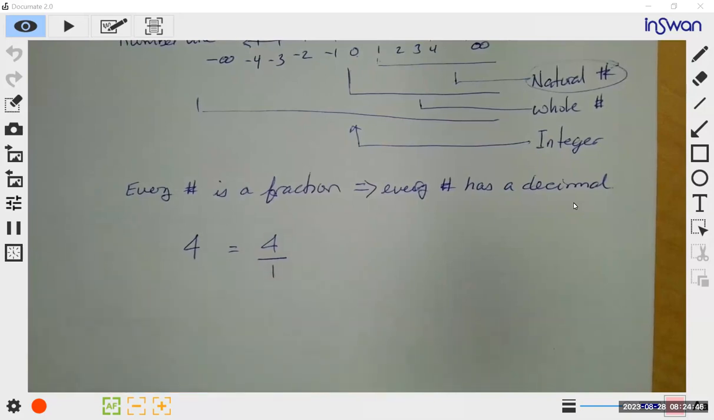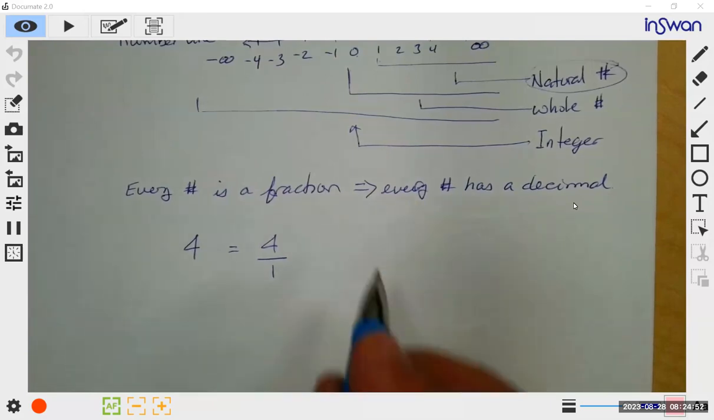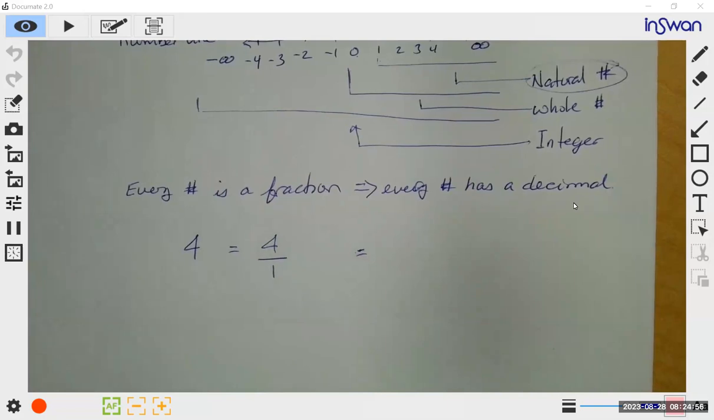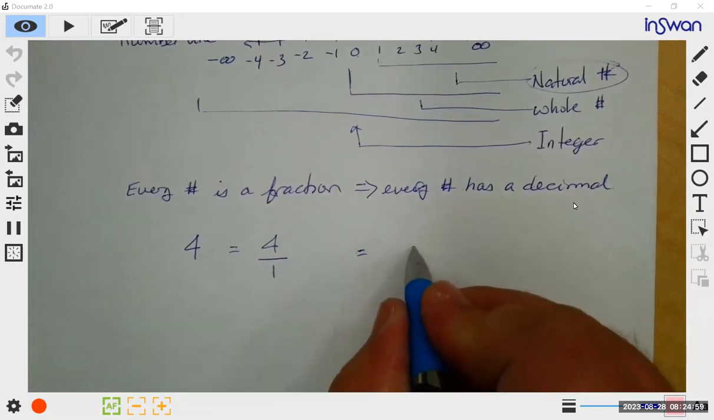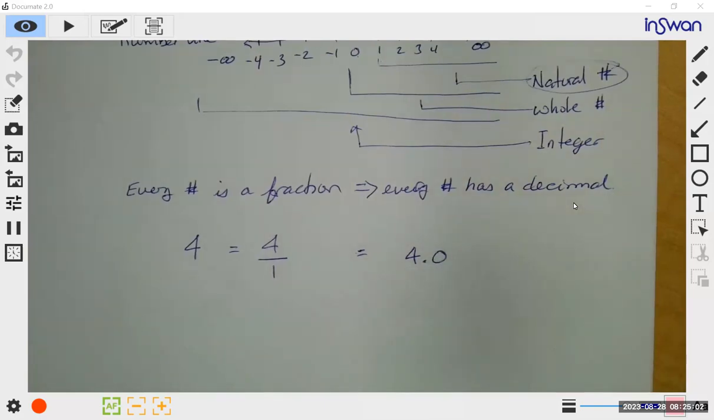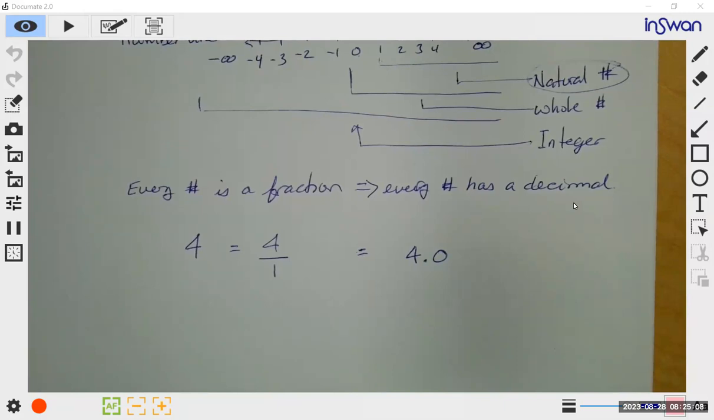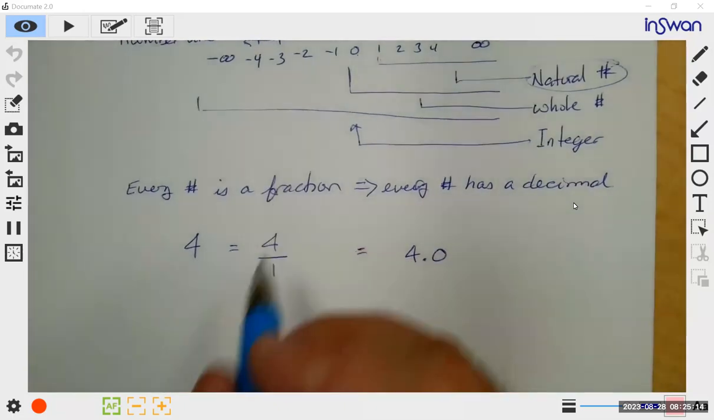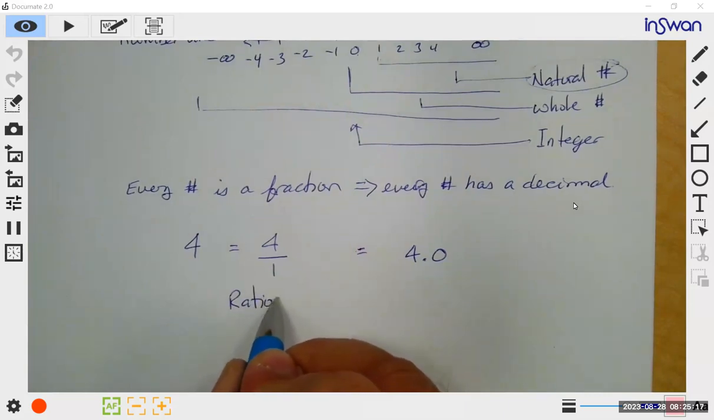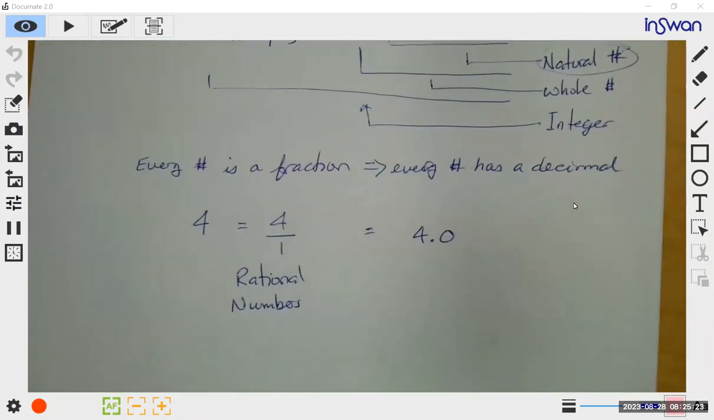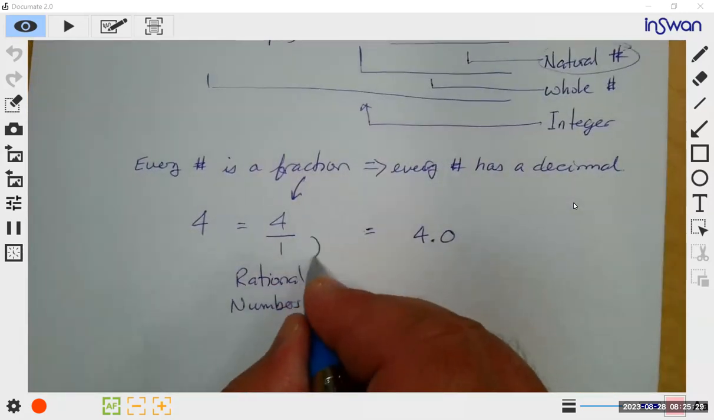If there's nothing below a number, it's automatically just a 1. So since it's a fraction, it can be written as a decimal. This is also equal to 4.0. So all of these relate to each other. Fractions are called rational numbers. So fractions like this, they're called rational numbers.